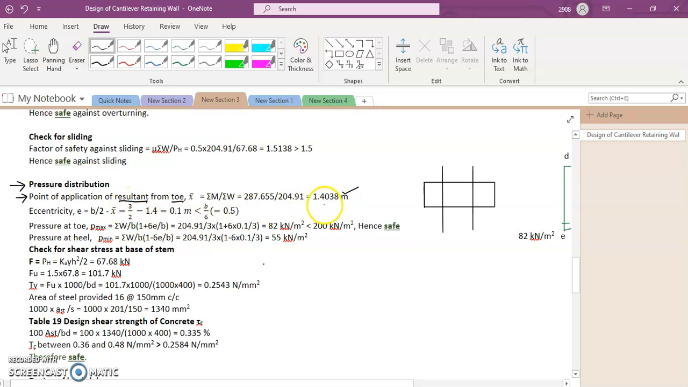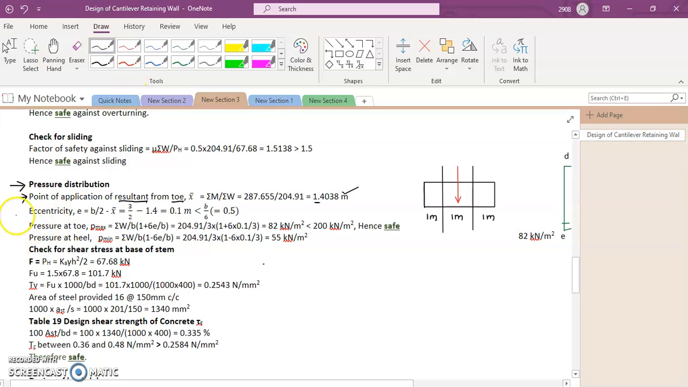Now this 1.4 has to be in the middle 1/3 portion of the base slab. So when we divide the base slab into 3 parts, each one will be 1 meter. So 1.4 meters from the toe will be somewhere here. So that means it is lying in the middle 1/3 portion, and this is done so as to avoid tension in the base slab.